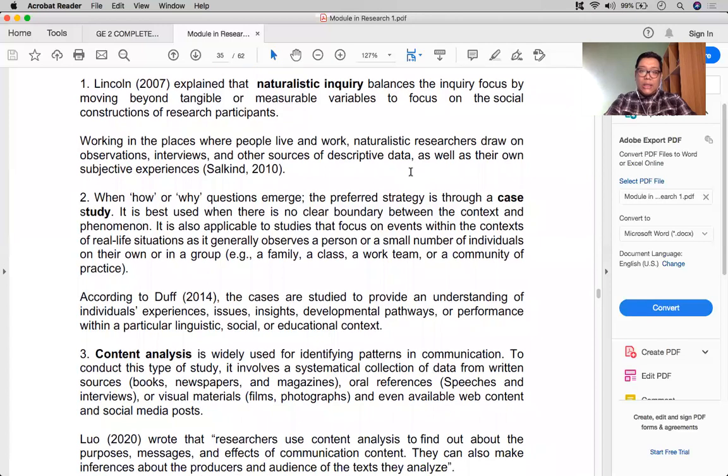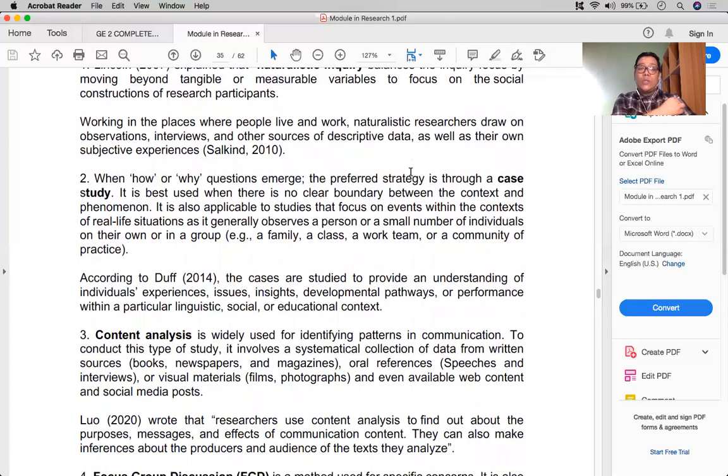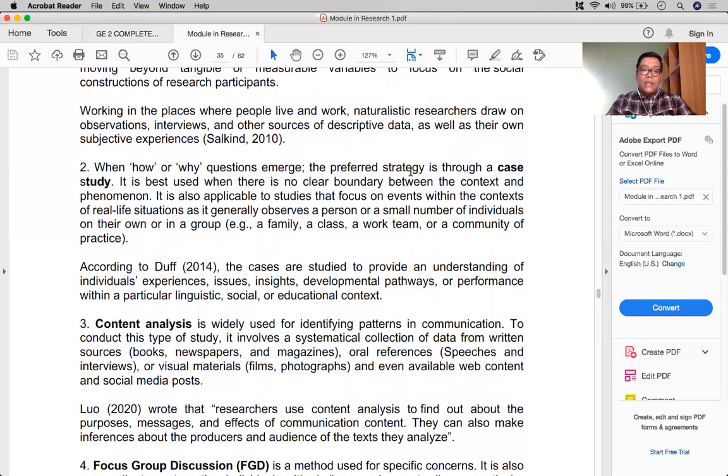The third one is content analysis. This one is widely used for identifying patterns in communication. To conduct this type of study, it involves a systematic collection of data from written sources such as books, newspapers, and magazines, or oral references such as speeches and interviews, or visual materials. There are films and photographs, and even available web content and social media posts.